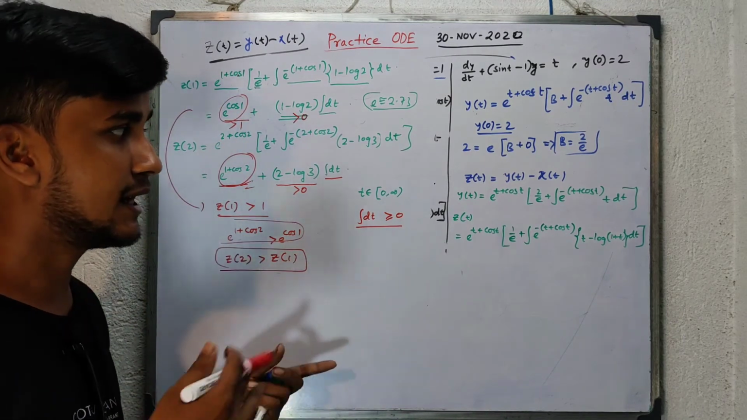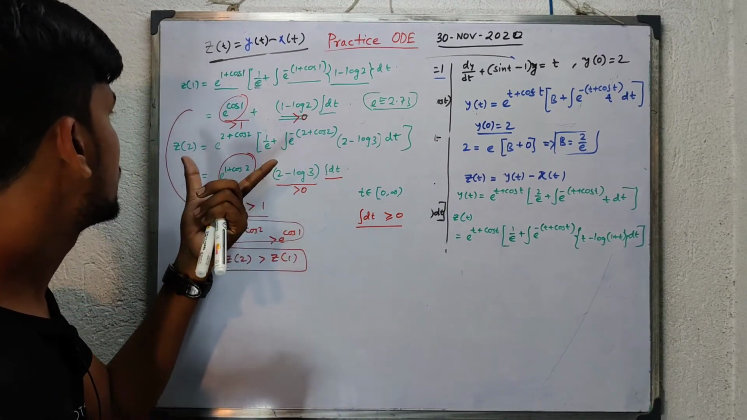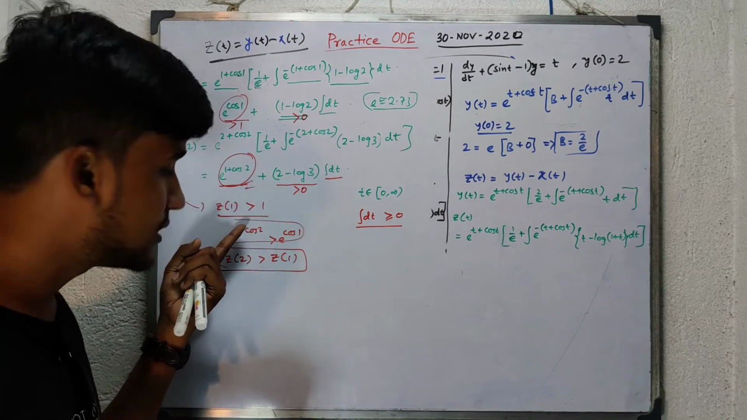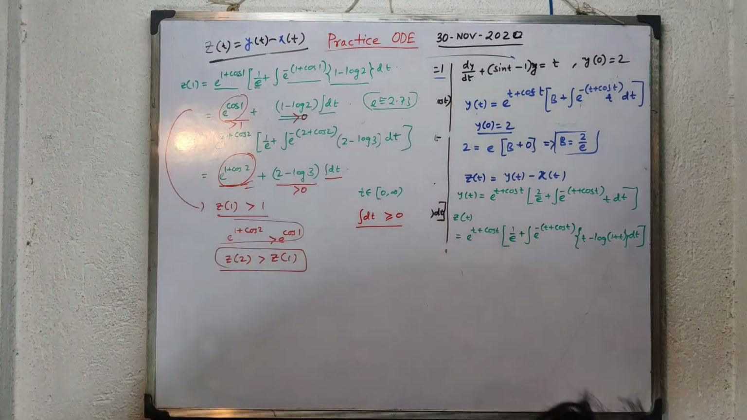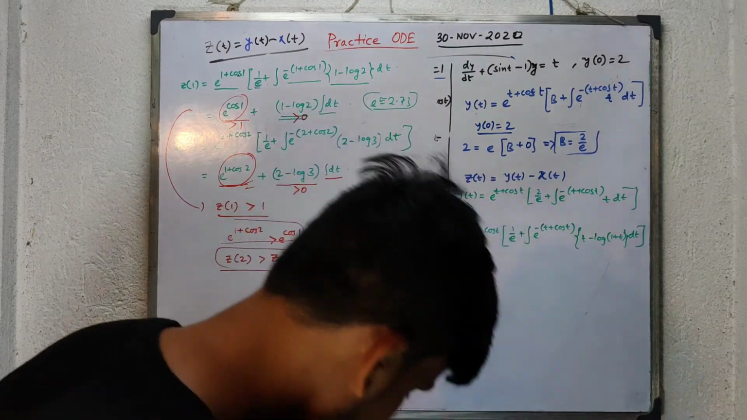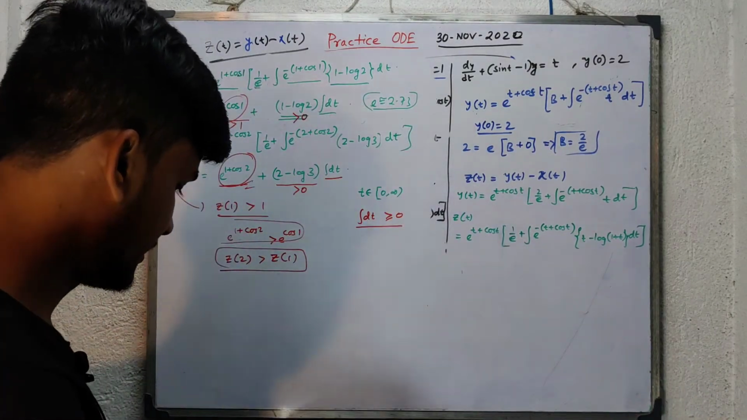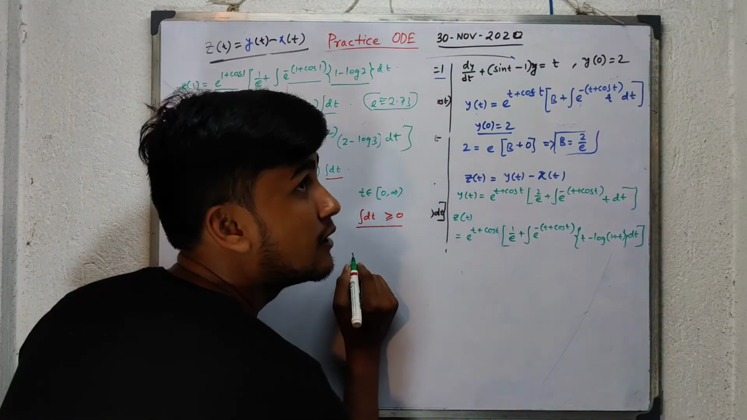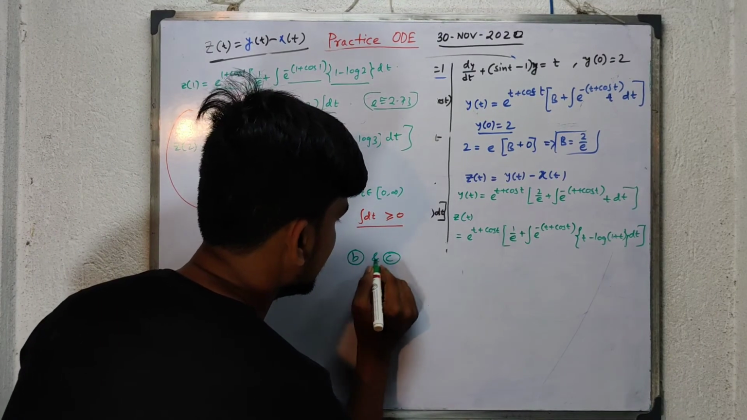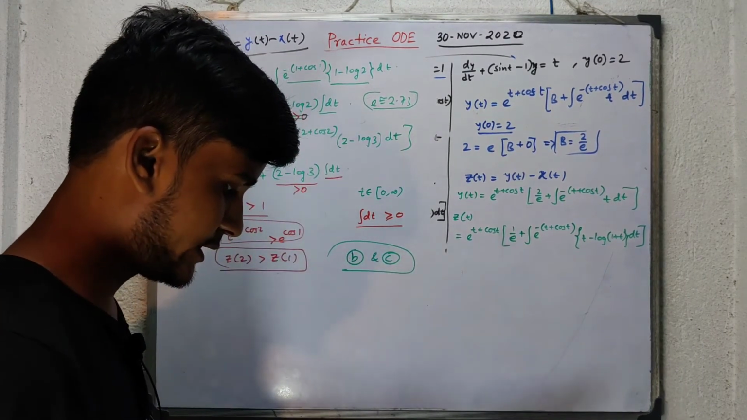Okay, so these two conclusions can be drawn easily. This is an analytical question. So our answer is z1 is greater than 1, and z2 is greater than z1. That means option B and C are correct. Option B and C are clearly correct.